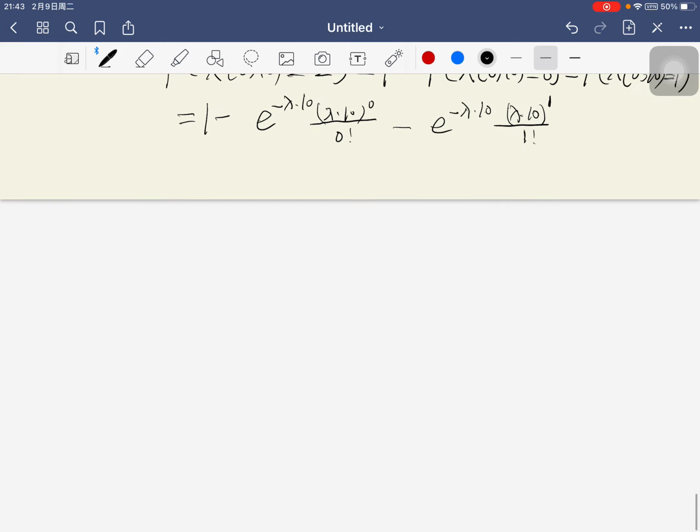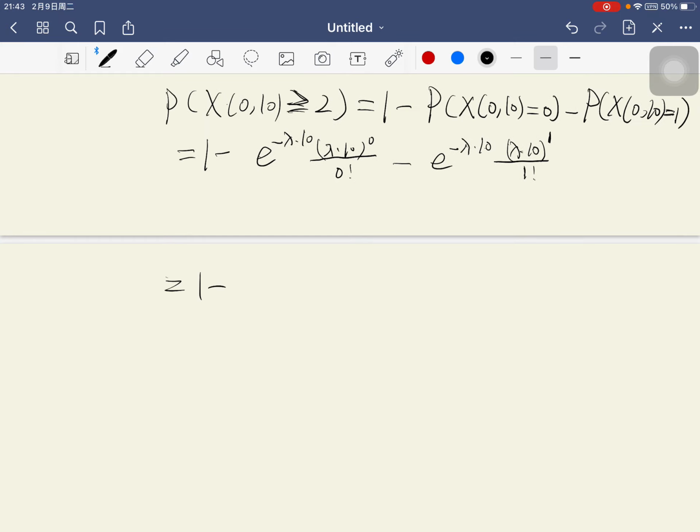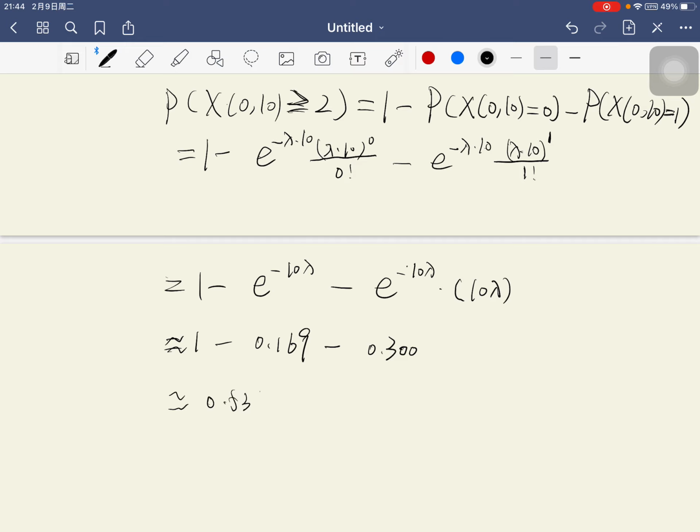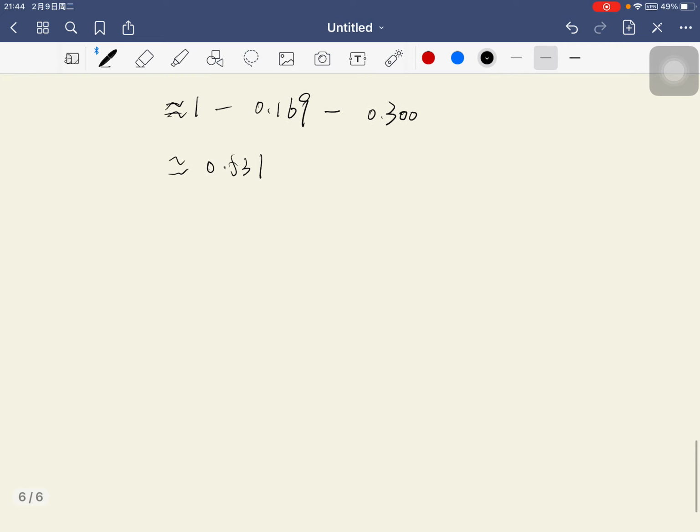And it is equal to 1 minus e to the power of minus 10 lambda, minus e to the power of minus 10 lambda times 10 lambda, which is about 1 minus 0.169 minus 0.300, and it's about 0.531.